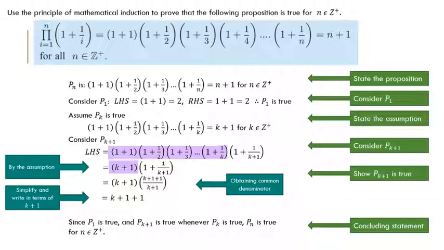We now make our final statement. Since P1 is true and Pk plus 1 is true whenever Pk is true, Pn is true for all positive integers.